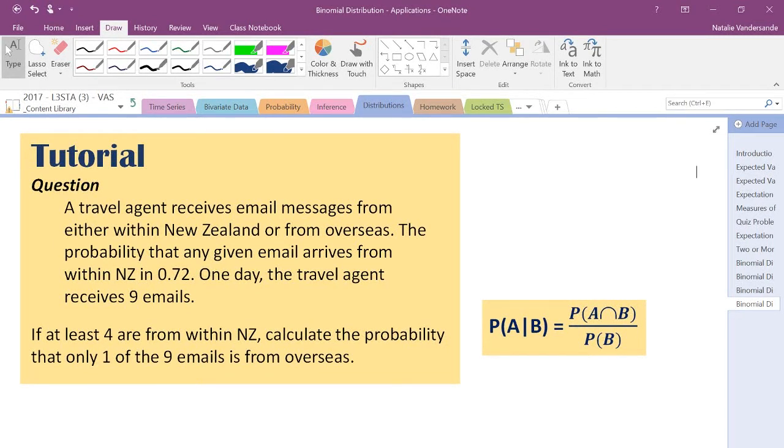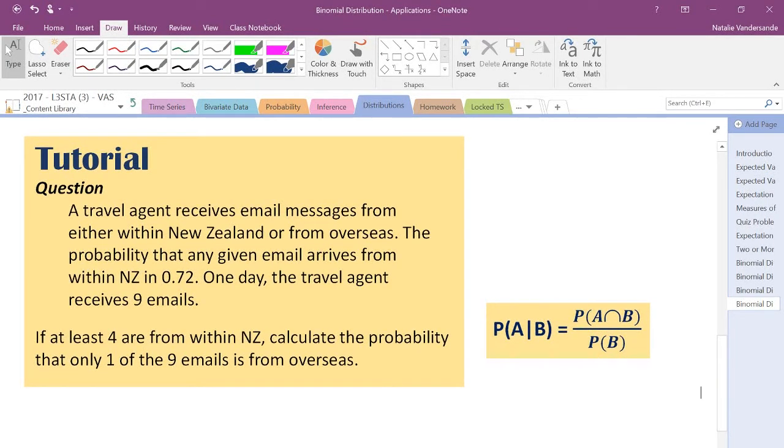A travel agent receives email messages from either within New Zealand or from overseas. The probability that any given email arrives from within New Zealand is 0.72. One day the travel agent receives 9 emails. If at least 4 are from within New Zealand, calculate the probability that only one of the 9 emails is from overseas. In this example, we are finding a conditional probability. Let's take what we know from the question and write it down.